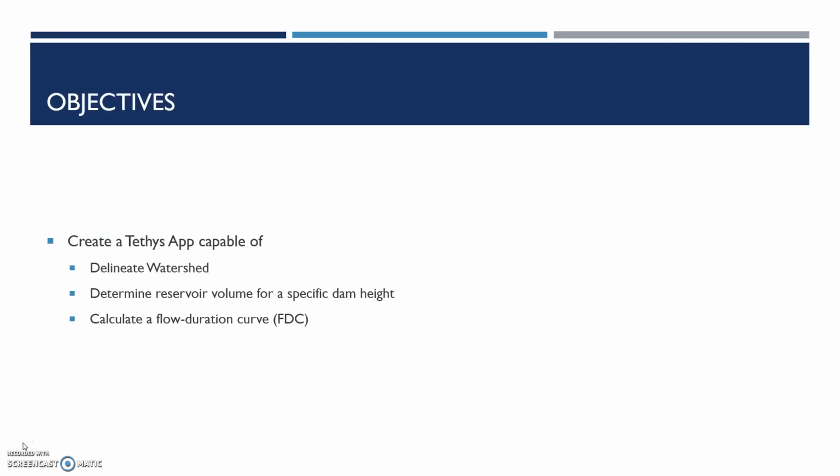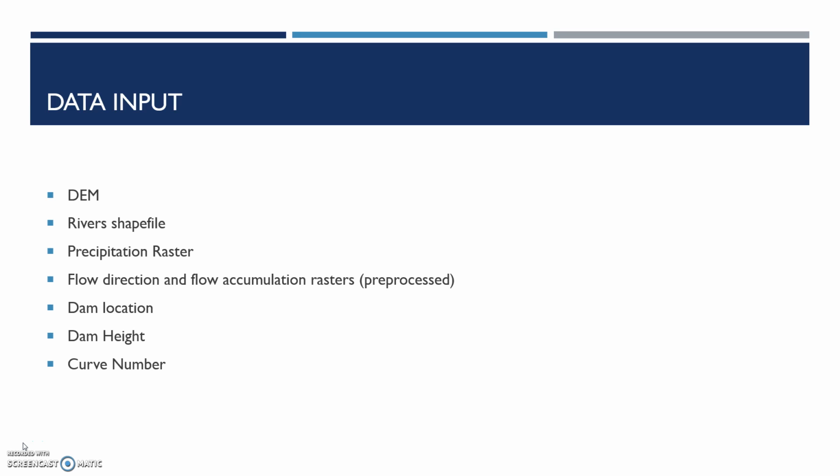So for this project, our objective was to create a Tethys app capable of delineating a watershed, determining the reservoir volume for a specific dam height, and calculating a flow duration curve based on that location and also a curve number. So the data input that we need to run this app is a DEM, or a digital elevation model, a river shapefile to snap the points to, a precipitation raster, flow direction and flow accumulation rasters, which are pre-processed, a dam location that is specified by the user, and a dam height and a curve number that are both inputs in the app itself.